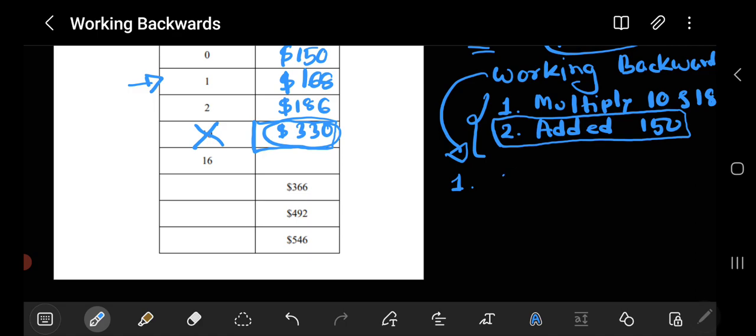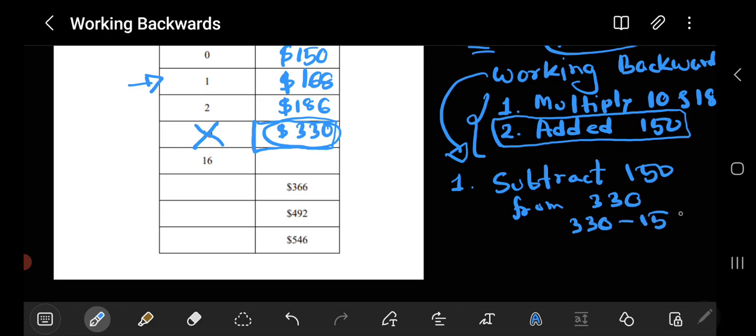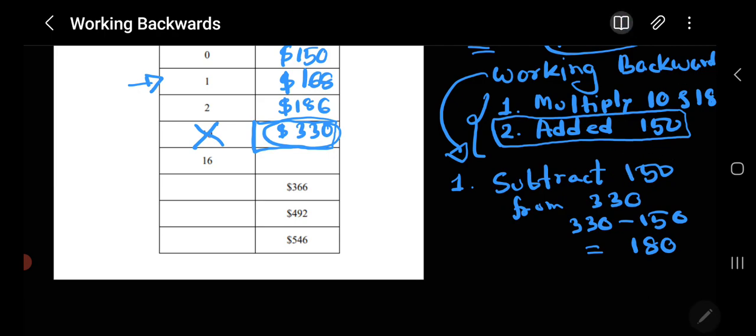So step 1 is subtract 150 from 330. So this will give me what? 330 minus 150, and that will give you 180. So that's my first thing when I'm working backwards.